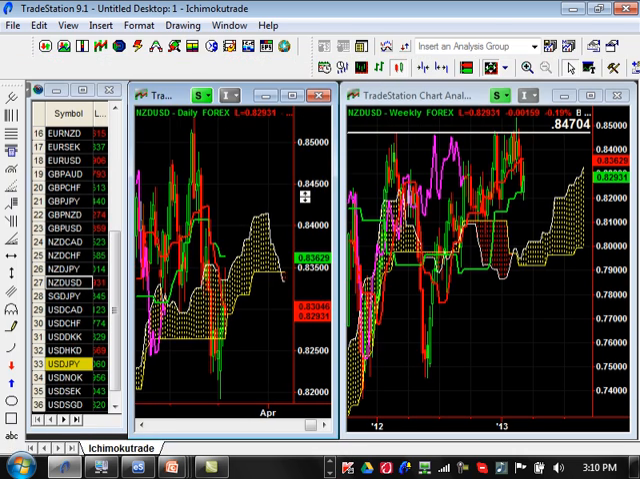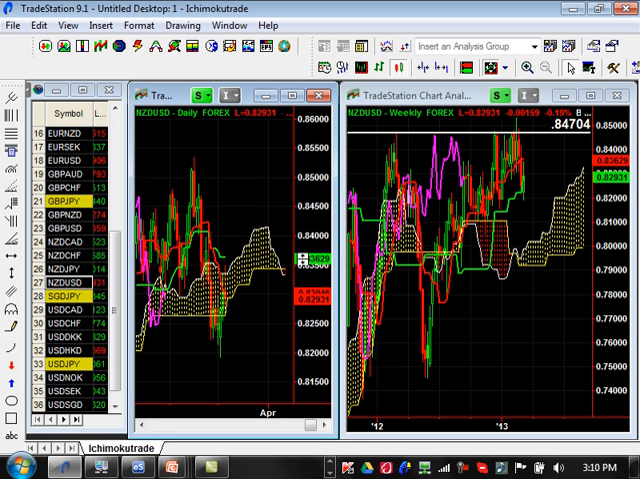New Zealand USD, not really much going on right now. It's basically consolidating right now. Major support on this one is going to be 8,200. Resistance is going to be 84.70.